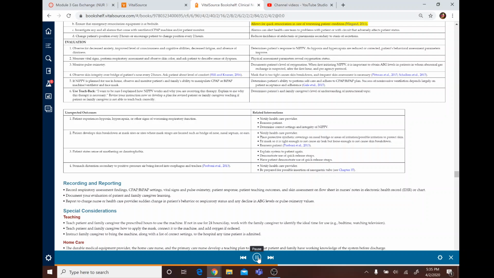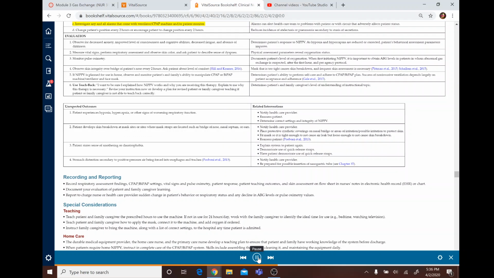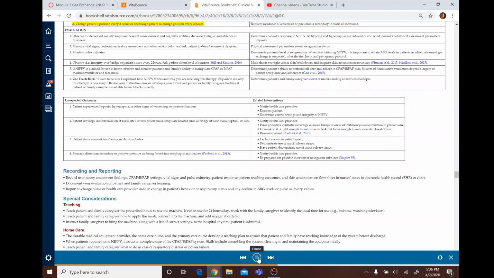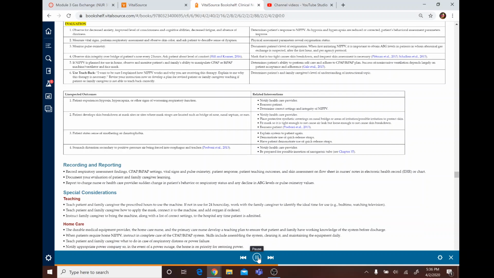Wiegand, 2011. C. Investigate any and all alarms that come with ventilator/CPAP machine and/or patient monitor. Alarms can alert healthcare team to problems with patient or with circuit that adversely affects patient status. D. Change patient's position every 2 hours or encourage patient to change position every 2 hours. Reduces incidence of atelectasis or pneumonia secondary to stasis of secretions.